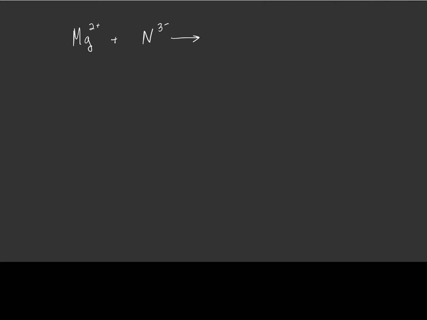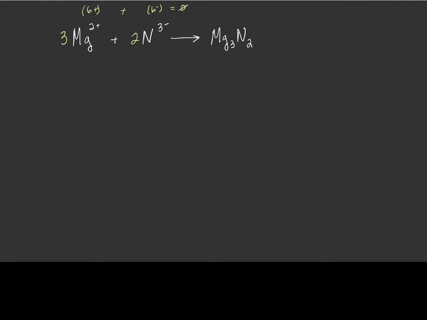So we ask ourselves, what's common between 2 and 3? The first number that comes to mind is 6. So we know we're going to need these to add up to 6, so that when we add them together, they equal 0. It's easy to see that if we had 3 times 2, that would give us a positive 6. And if we had 2 times this negative 3, that would give us our negative 6. And 6 plus a negative 6 is 0. And so we know that we need 3 magnesiums and we need 2 nitrogens.